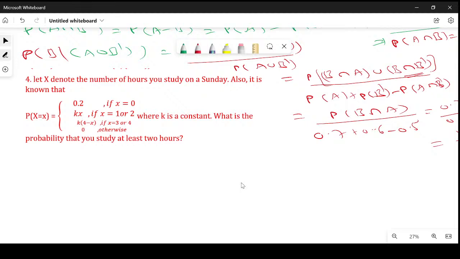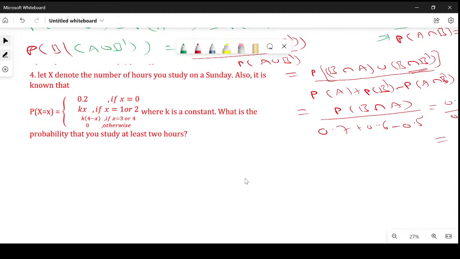See the next problem. Let X denote the number of hours you study on a Sunday. Also, it is known that P of X equal to 0.2 when X equal to 0, Kx when X equal to 1 or 2, K into 4 minus X when X equal to 3 or 4, 0 otherwise. Where K is constant, what is the probability that you study at least 2 hours? So they are asking at least 2 hours.